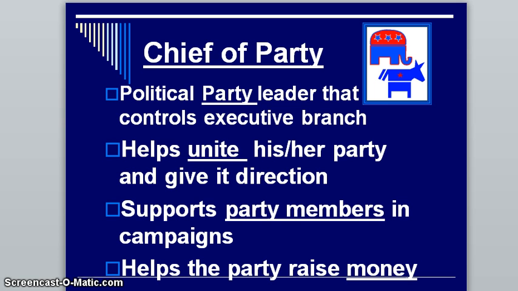We're almost done. The next two roles, one is the chief of party. Now, as I said, the chief of state role earlier in the presentation is our fun role. So you try not to get these confused. When we're talking about chief of party, we're not talking about the galas and the dinners and the formal events. We're talking about chief of party is the head of the political party, helps unite the political party and give it direction. It also supports members in campaigns.